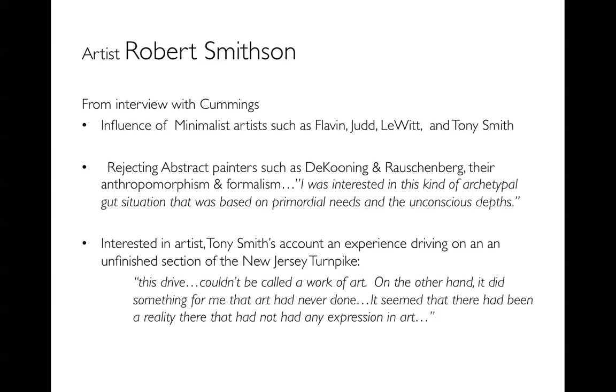He noted the influence of minimalist artists such as Flavin, Judd, LeWitt, and Tony Smith. And this will be evident in the work of a lot of land artists, that they often have a minimalist aesthetic. They'll make use of simplified forms or repetition of forms in a similar way to the minimalists. He also rejected abstract painters such as de Kooning or Rauschenberg and their anthropomorphism or formalism.